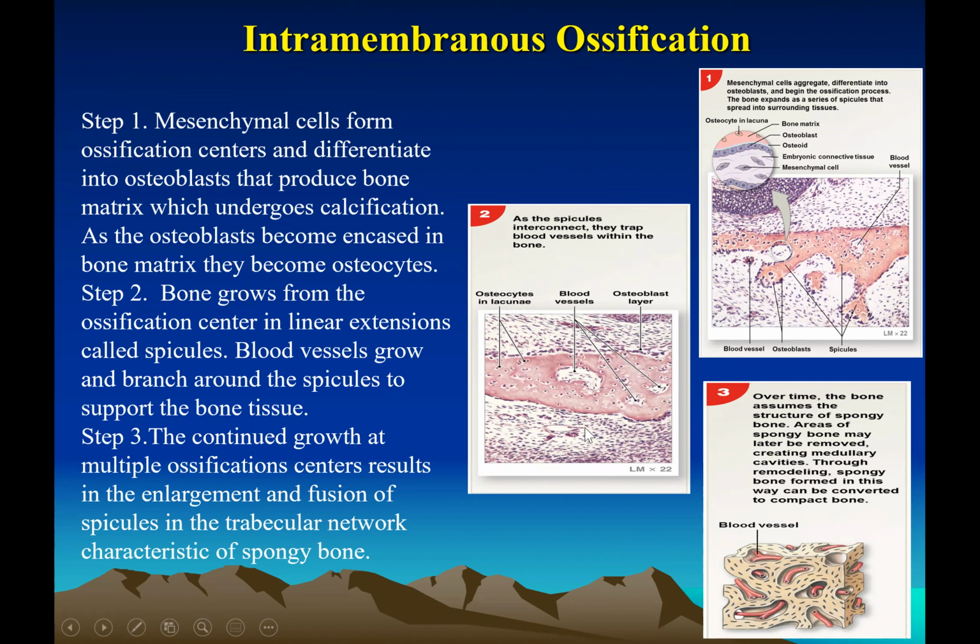The continued growth of several ossification centers will result in the enlargement and fusion of the spicules in the trabecular network of spongy tissue here. So over time, the bone will assume the structure of spongy bone. Then areas of the spongy bone might be removed, creating a medullary cavity, and then it will undergo a lot of remodeling, and then it can be converted to compact bone.